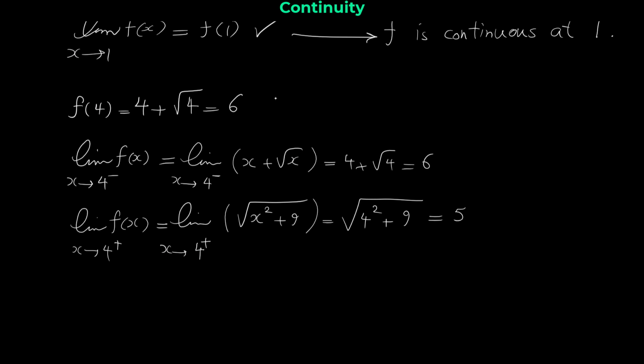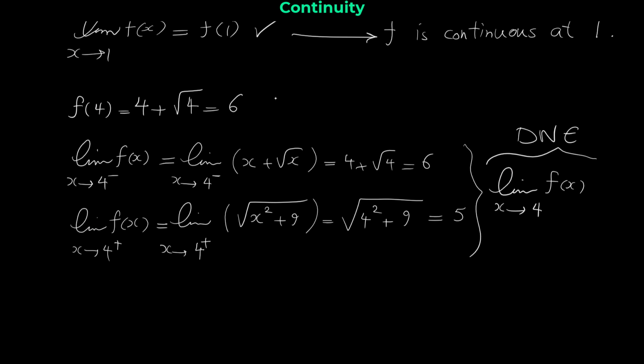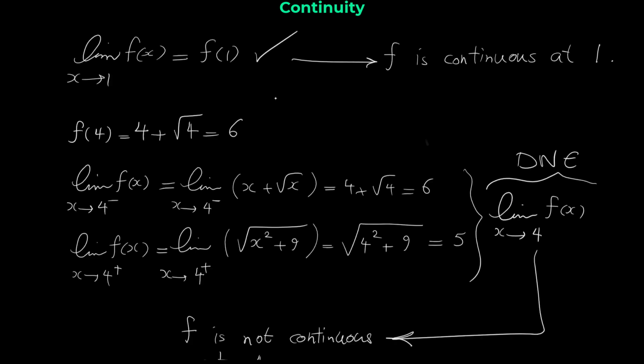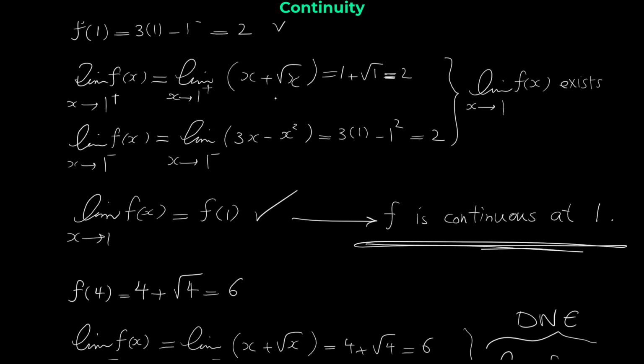So immediately we can conclude that the limit of f of x when x approaches 4 does not exist. And because this limit does not exist, we conclude f is not continuous at 4. So, f is continuous at 1, but f is not continuous at 4.